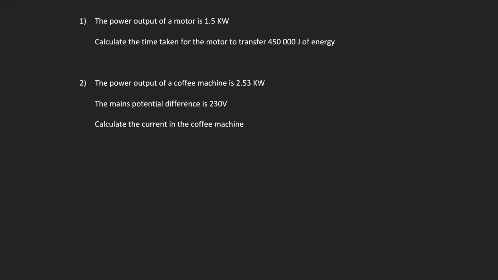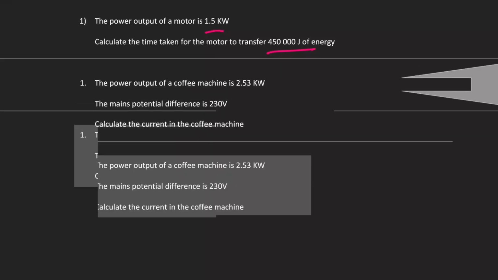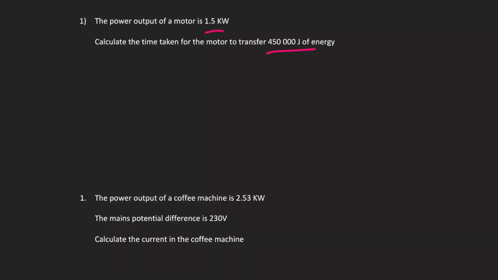So the first one here is the power output of a motor is 1.5 kilowatts. Calculate the time taken for the motor to transfer 450,000 joules of energy. So let's have a go at this one. So we basically want to use what we know about power transfer and energy. So the equation that links those together is that the energy transferred is going to be equal to the power multiplied by the time. And so if we know the power was 1.5 kilowatts, and we know that the energy transferred was 450,000 joules, just write kilojoules for short, and we can put time over here.